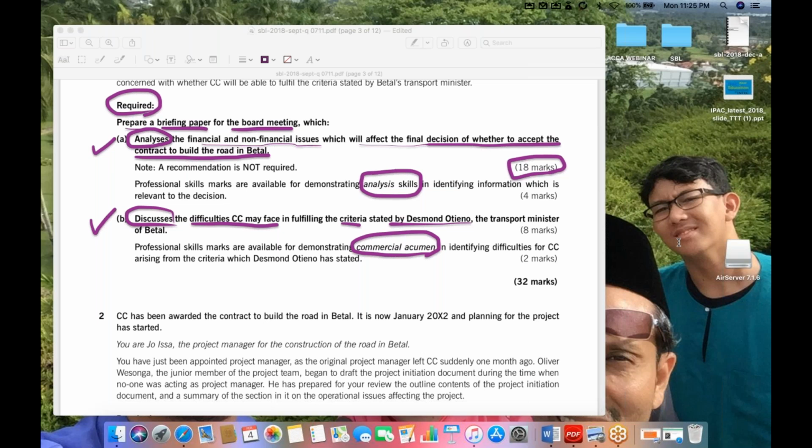Some of you asked whether I can show how to write an ideal solution by showing the professional skill. What I'm going to show you is not really an ideal solution, but a way of writing that reflects your professional skills. I'll do that tomorrow.